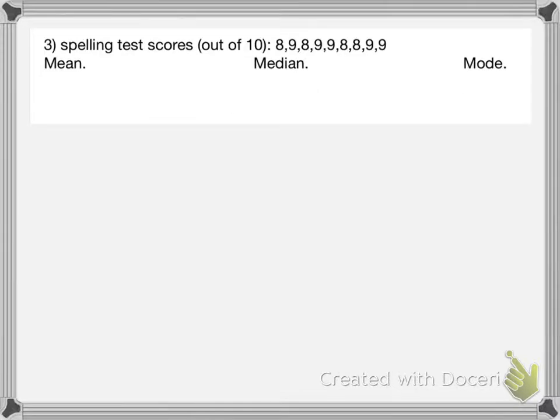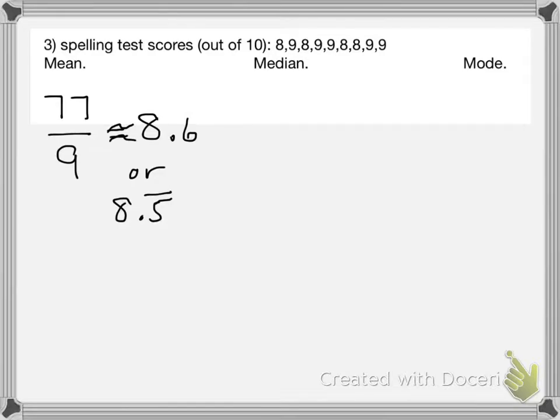And our last example here, spelling test scores, these were all out of 10, so we have an 8, a 9, an 8, 9, 9, 8, 8, 9, and 9. Again, let's find the mean, so we'll add them up. So the sum here is 77, and there are 9 values. And we're going to round it. It's approximately 8.6 or 8.5 repeating.